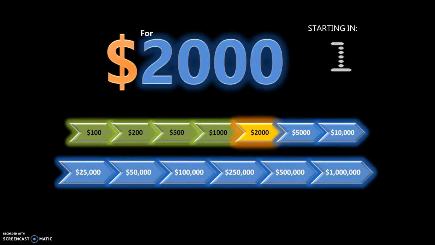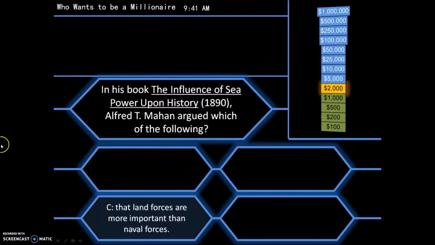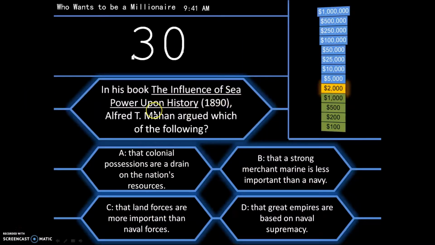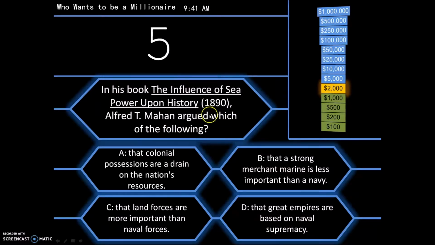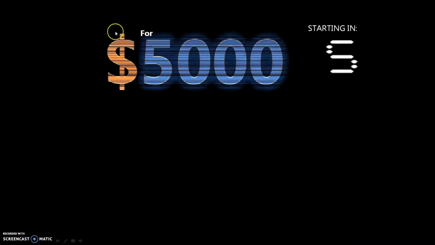Let's look at the next question. In his book, The Influence of Sea Power Upon History, 1890, Alfred Thayer Mahan argued which of the following? A. That colonial possessions are a drain of the nation's resources. B. That a strong merchant marine is less important than a navy. C. That land forces are more important than naval forces. D. Great empires are based on naval supremacy. So this one's related to D, naval supremacy.